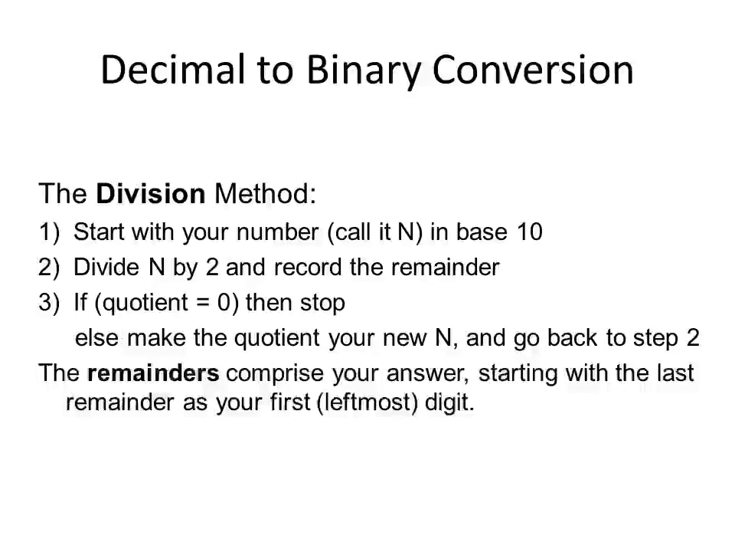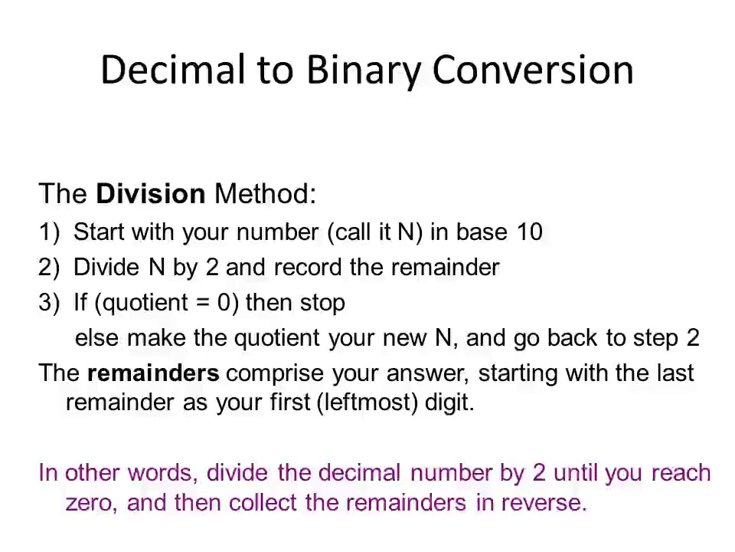Now the remainders are recorded and they are written in reverse order. In other words, divide the decimal number by 2 until you reach 0 and then collect the remainders in reverse.